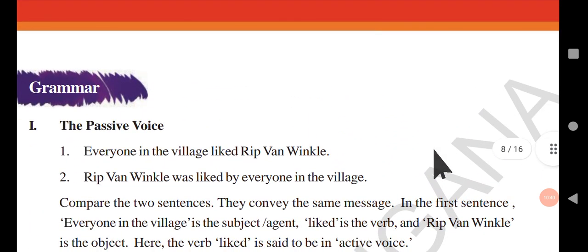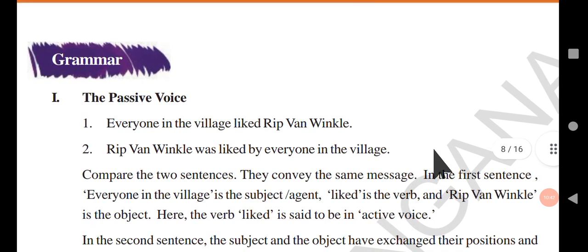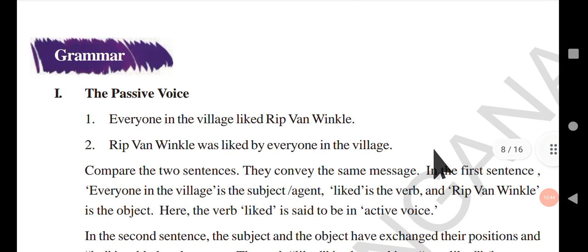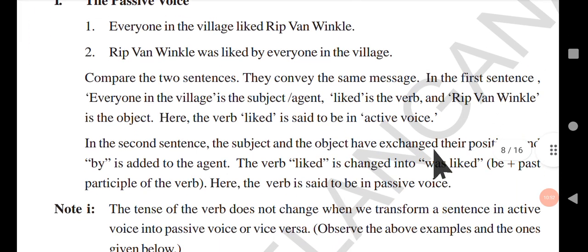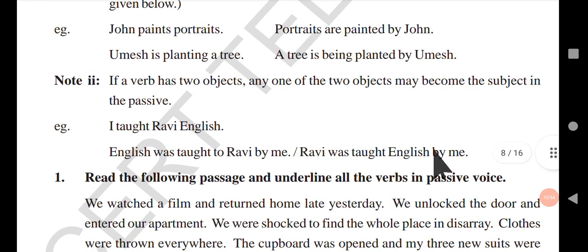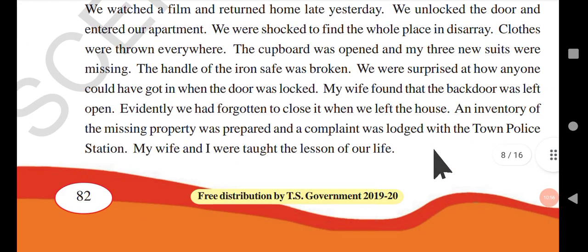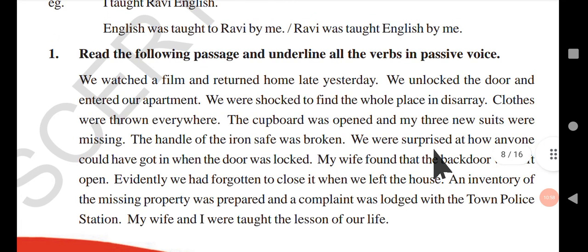Next one for the grammar part, we have active voice and passive voice. I hope you learned what active voice and passive voice were in your classrooms. Your teachers might have taught you. Here I'm not going to go through all this explanation. I will just take you through the exercises. Look at this one. Read the following passage and underline all the verbs in the passive voice. How to get all the verbs in the passive voice. Let us see what are there.